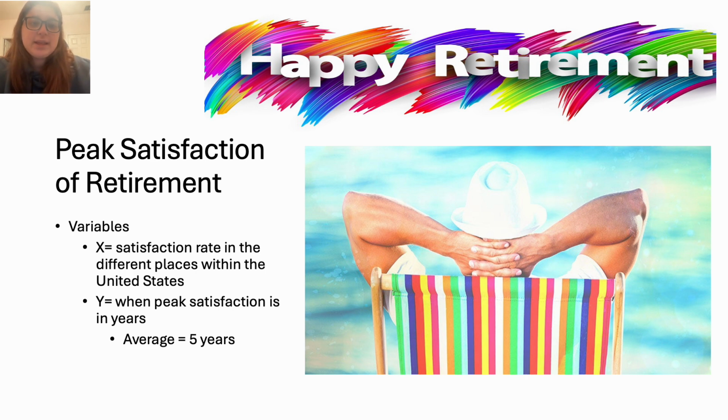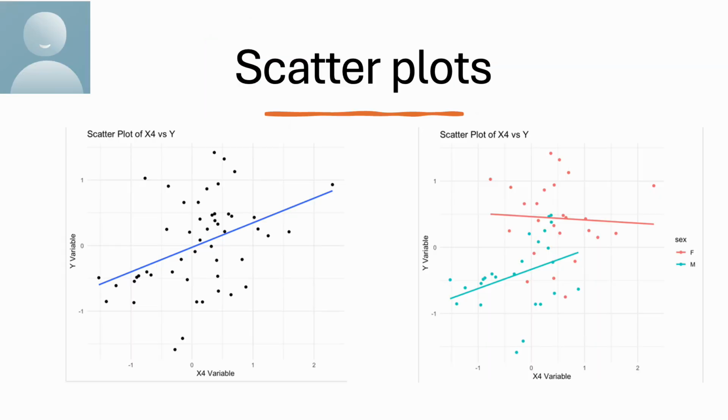The data set that was given to us had 10 X columns, a column differentiating male versus female, and then a Y column. The X variables measure satisfaction rate in different places within the United States, and Y is when that peak satisfaction is, in years. So we're looking at 5 years being the average, and that will be our zero.